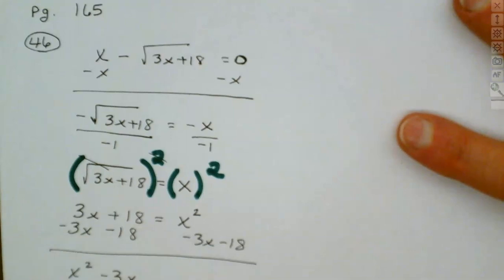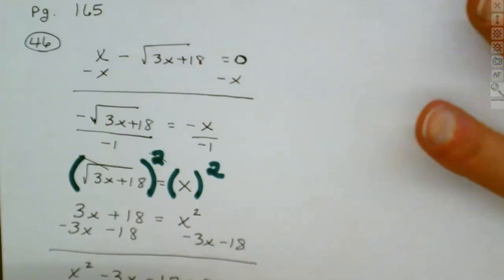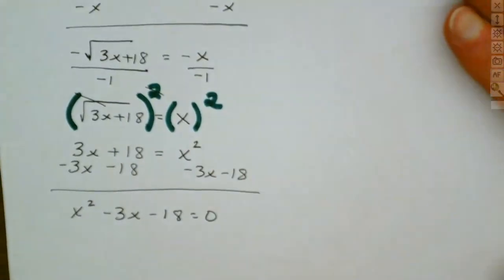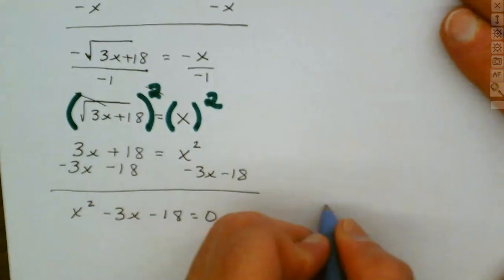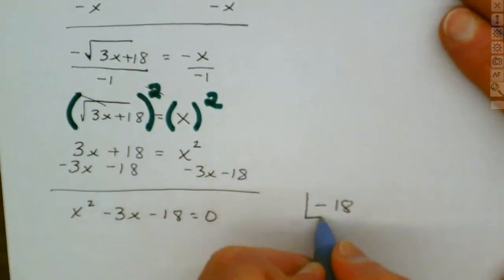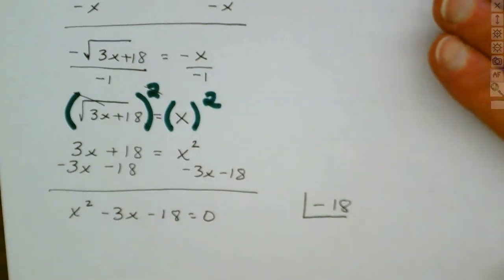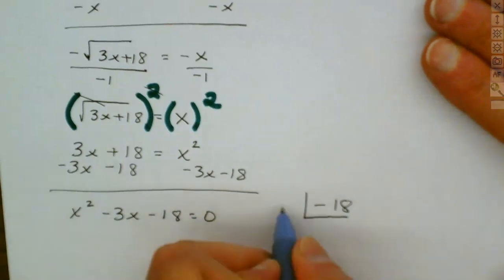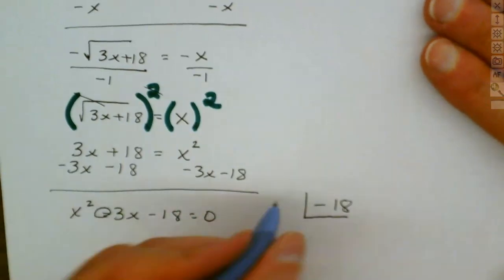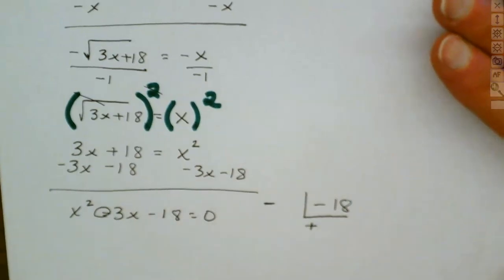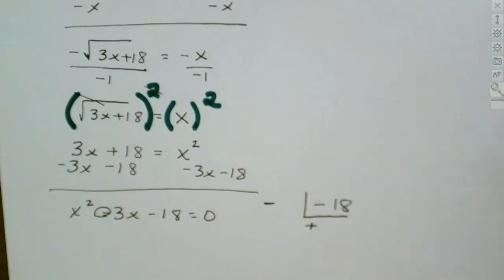So move that 3x over and move over the 18 as well. Shouldn't have any trouble factoring. First times the last is a negative 18. And what do we know about the signs? Are they the same or are they different? These are going to be different, aren't they? And the sign in the middle is negative. So we've got a negative and we've got a positive. And what two numbers are going to work here?